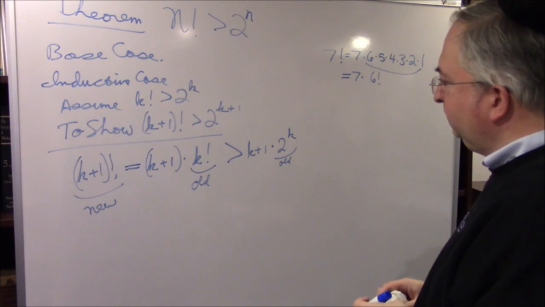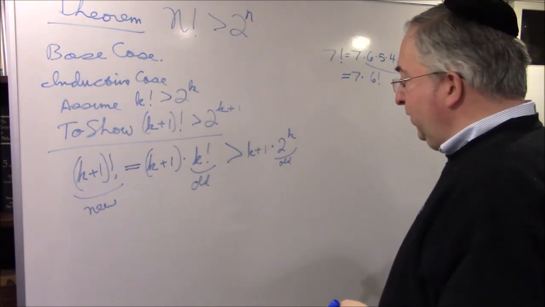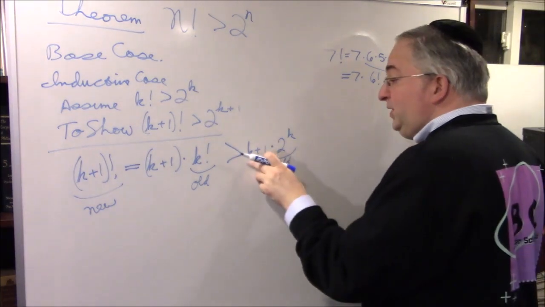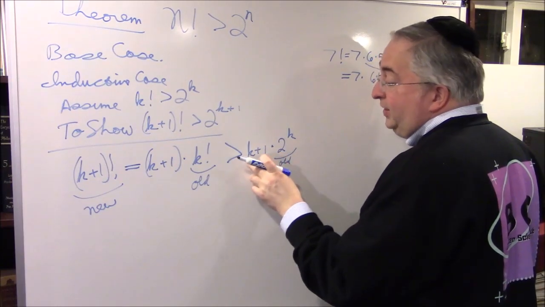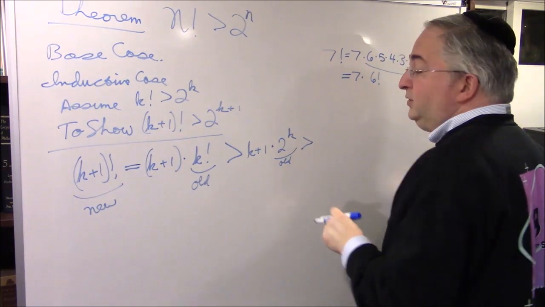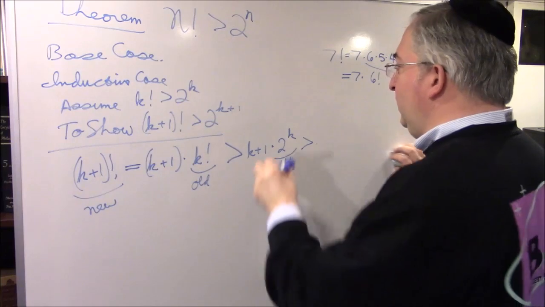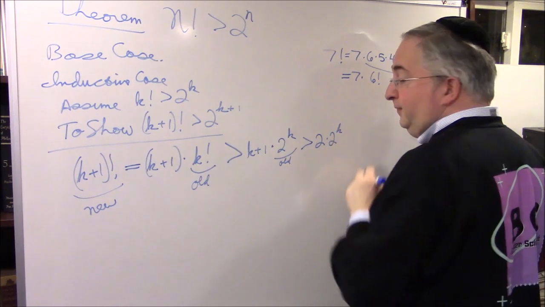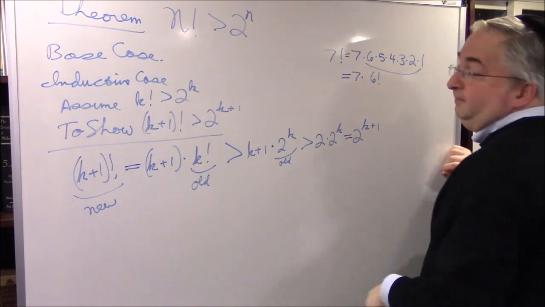Okay, hold on. What's k plus 1? Well, let's just, by the way, what's k? I have no idea. But let's assume k is more than 1. If k is more than 1, then k plus 1 is more than 2. So this becomes 2 times 2 to the k. Okay, 2 times 2 to the k is equal to 2 to the k plus 1. I did it, that's right there.